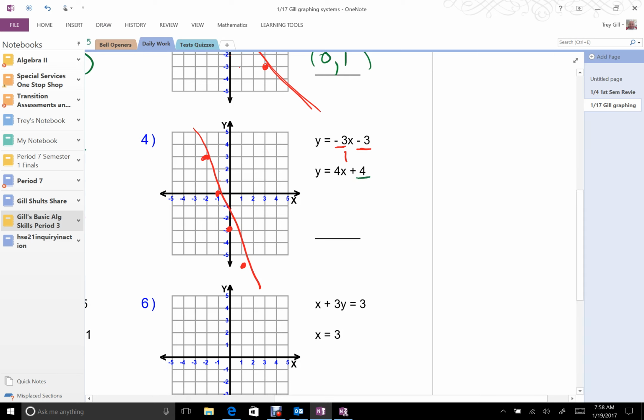Next one, I'll change my ink. And 4 was my y-intercept, so shkaboom. My slope is 4 over 1. So from here, I'm actually going to go up 4 over 1, be up here somewhere. So since it's off my graph, I'm going to reverse that. I'm going to go down 4 over 1, down 4 over 1.